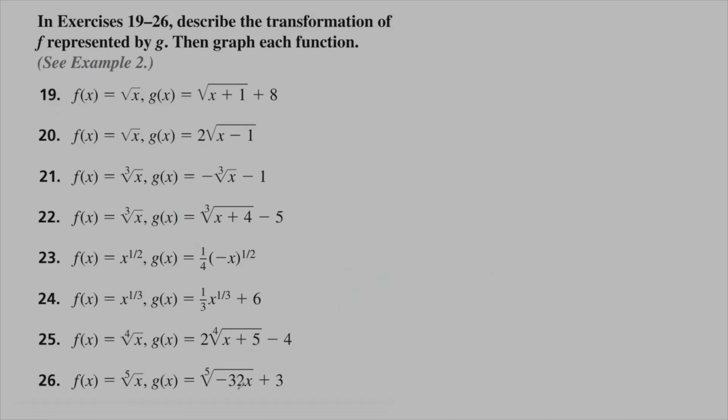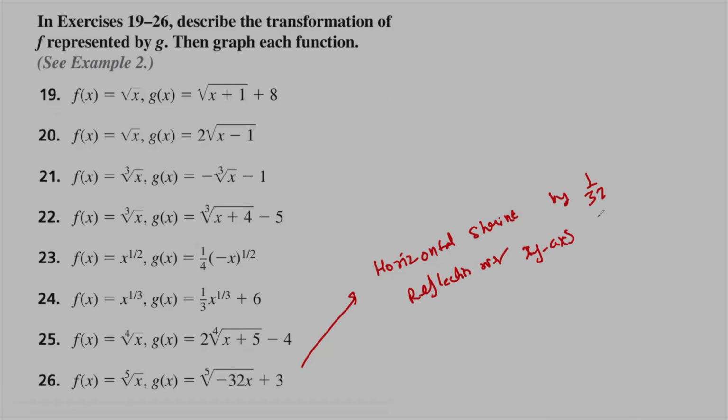Okay, the last one has a negative multiplied inside. So everything has to do with the horizontal. Now, since it is multiplied by a number which is greater than 1, it's a horizontal shrink by 1/32. There's a negative also multiplied, so that means it's a reflection over the y-axis. Y-axis means left-right reflection, or horizontal reflection, you can say.